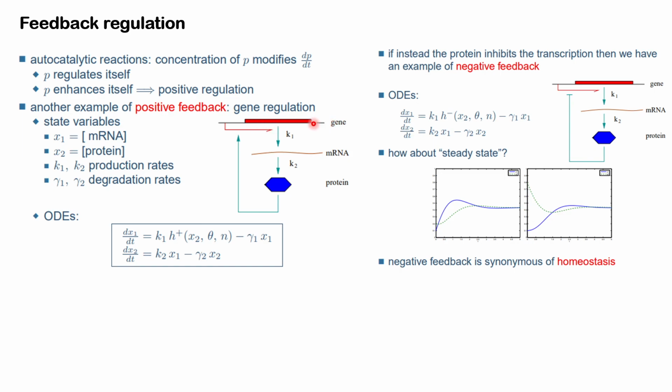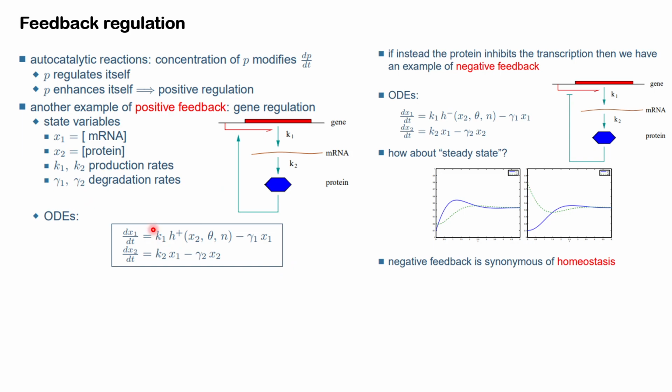You have a gene which is making an mRNA at the rate of k1, which is forming a protein at the rate of k2. Now this protein is going and enhancing the transcription of this gene. This is what is known as a positive feedback. Here your variables will be x1, your mRNA, and x2, your protein, k1 and k2 will be the production rates, and gamma 1 and gamma 2 are the degradation rates.